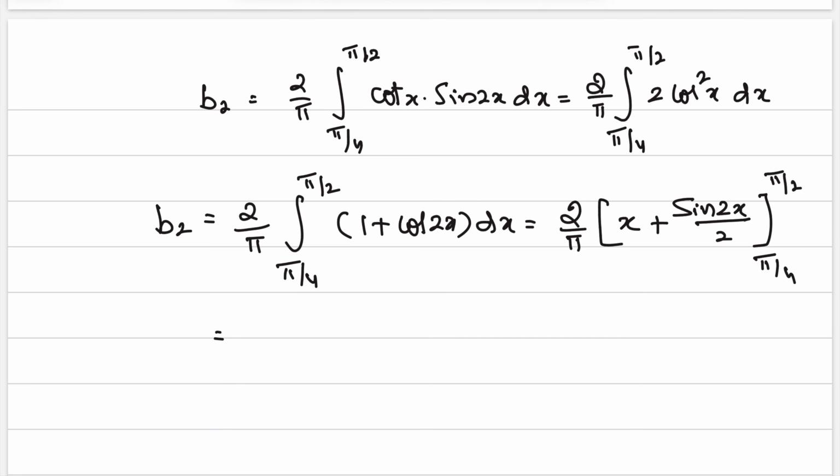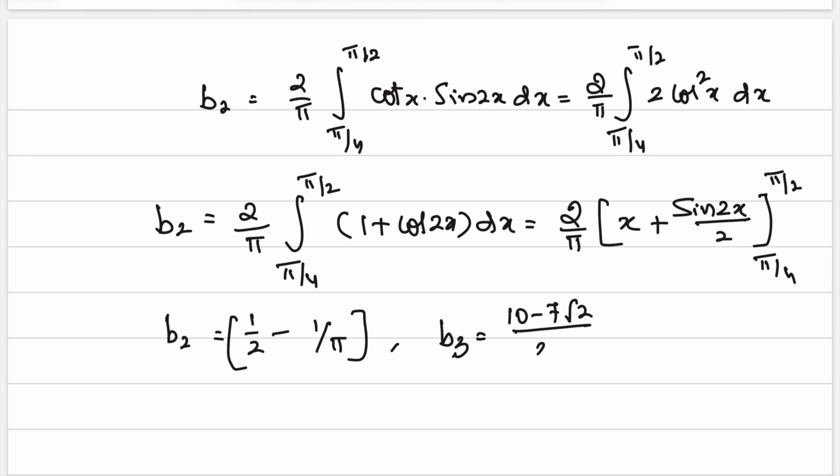B2 is equal to, by doing all this, we will get the answer 1 by 2 minus 1 by pi. That you please cross check. And B3 will be 10 minus 7 into root 2 by 3 pi. These are all preliminary integration. And B4 will be 1 by 2 minus 2 by pi.